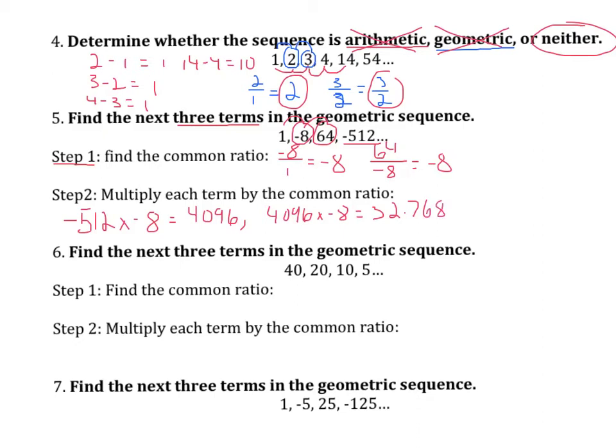So they asked for 3 terms. Now we're going to multiply this term by negative 8 as well to get our last term, which is going to be 262,144. So our next 3 terms are these 3 numbers.